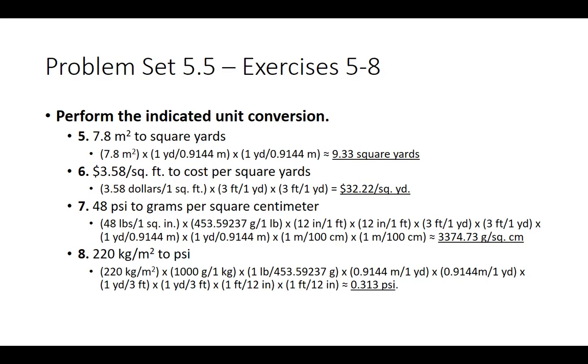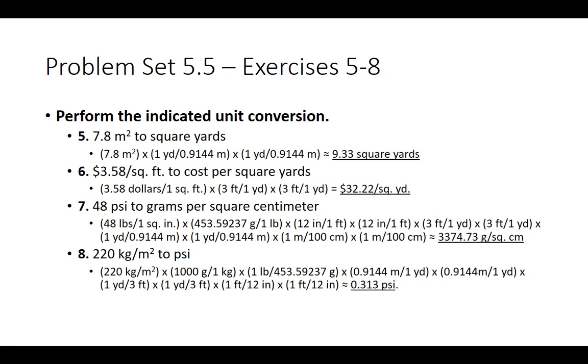We have a conversion factor that goes from yards to meters. We're going to have to use that twice. To get rid of square meters on the top, we need meters on the bottom twice. To get to square yards, we need yards on the top twice. So the conversion factor we're going to use twice is 1 yard over 0.9144 meters.